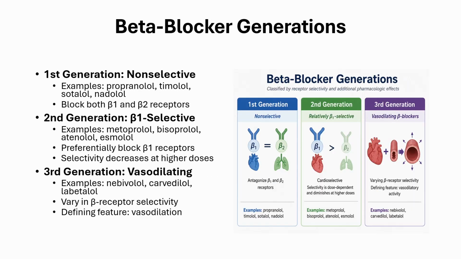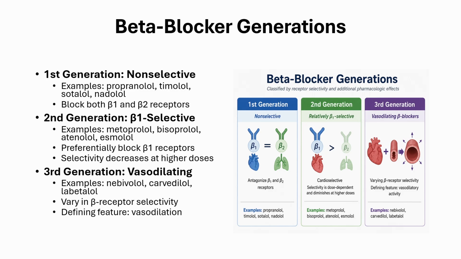Beta blockers are classified into 3 generations based on receptor selectivity and additional pharmacological effects. Examples of first-generation beta blockers include propranolol, timolol, sotalol, and nadolol. These are considered non-selective, meaning they antagonize both beta-1 and beta-2 receptors with about equal affinity.